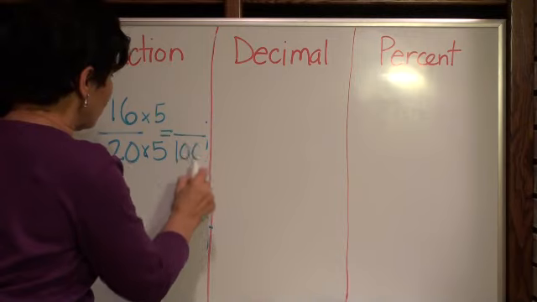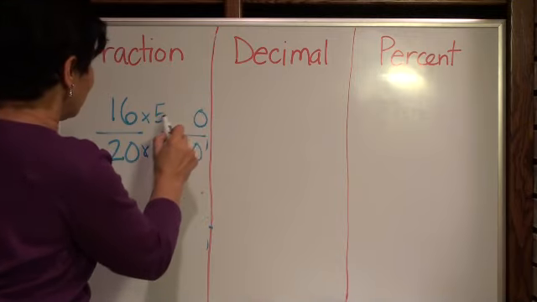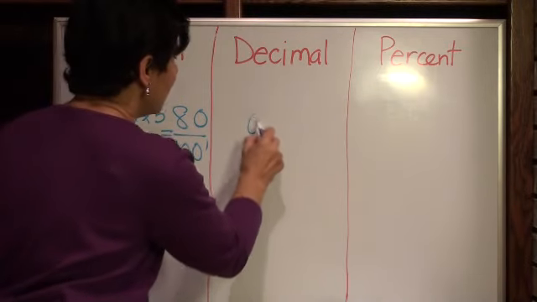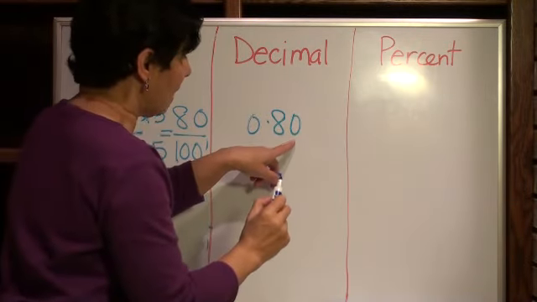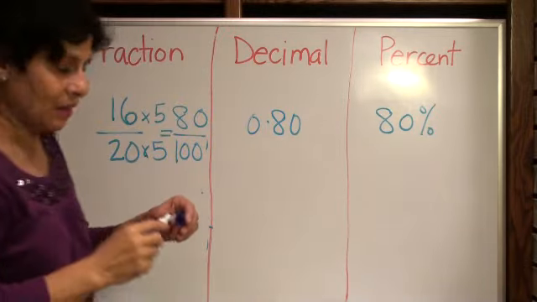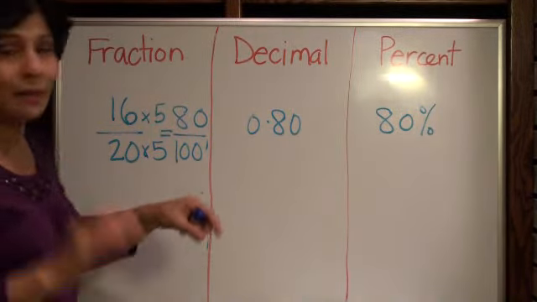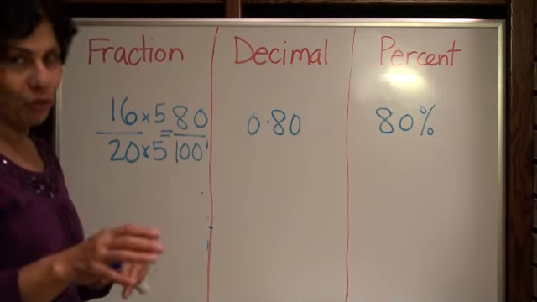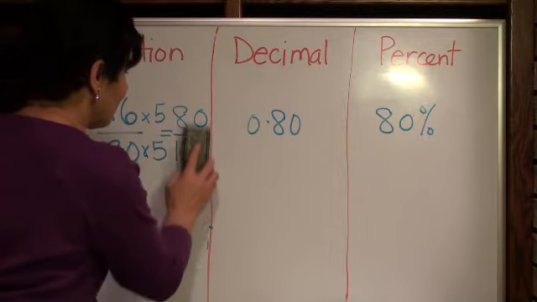We do get 100 over here and we have 80 over here. 80 over 100 makes it 80 hundredths, which is 80%. So we've taken care of one big chunk of fractions that are being converted to decimals and also to percents. That makes life a lot easier.